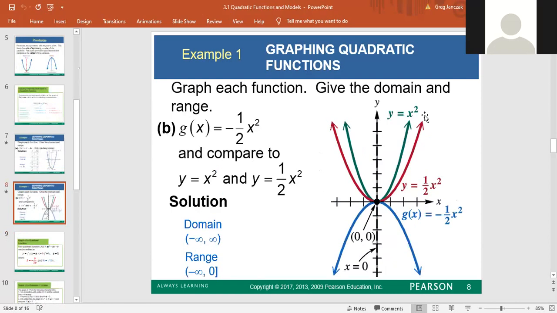Okay, so here in green is a positive x squared. Notice it opens up, and with y equals 1/2 x squared in red, notice it widens out.